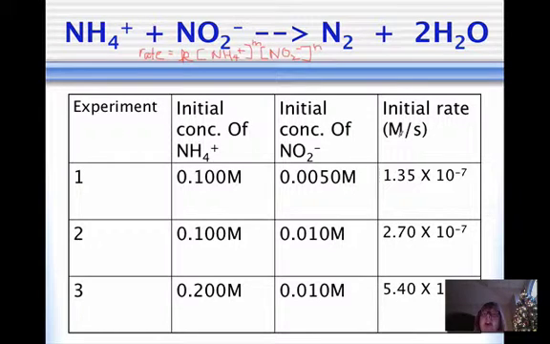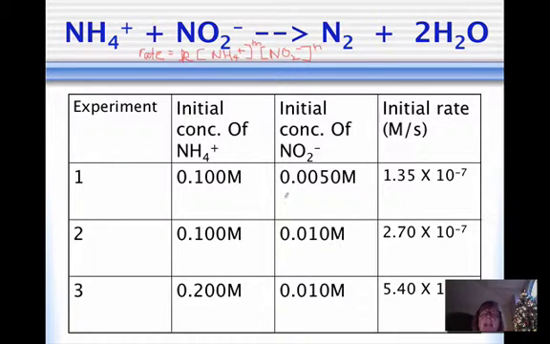that were measured somehow. All right, now the first thing we want to do is if we wanted to solve for k, we easily could do that. You take any of these experiments, and what you do is you put in the rate. You would put in the concentration of NO2 and raise it to the n power, and the ammonium and raise it to the m power. But we have to figure out what those reaction orders are before we can solve for k. All right, so let's go ahead and do that.